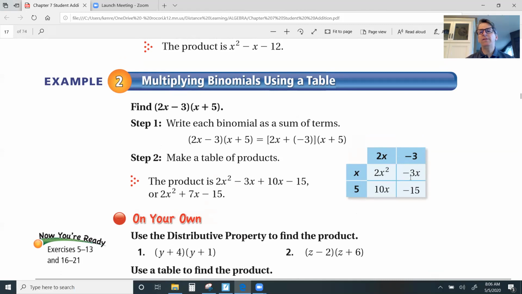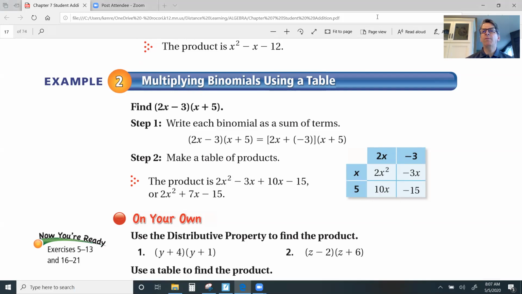Then you say, what is 2x times x? You end up with 2x squared. What is x times negative 3? It's negative 3x. You do this little multiplication using the table, and you combine all of these terms together, 2x squared minus 3x plus 10x minus 15, and you end up with your answer. So that's using a table, and that's another way of multiplying binomials.